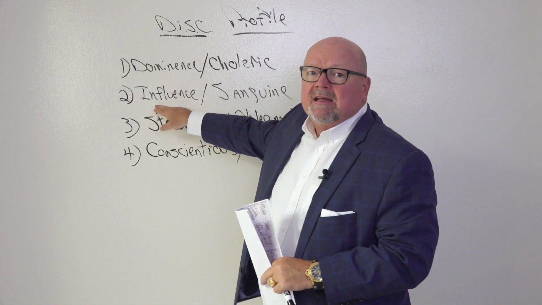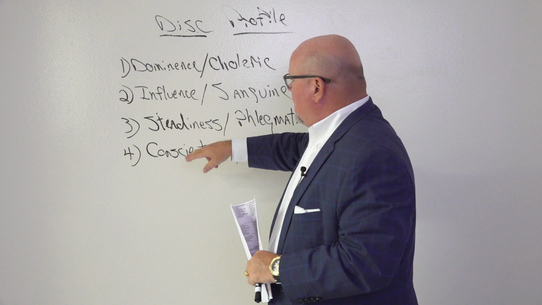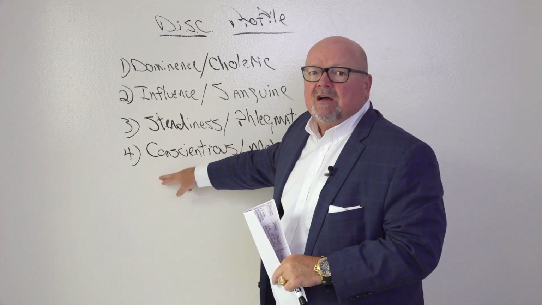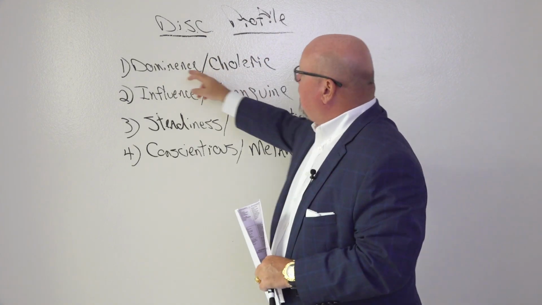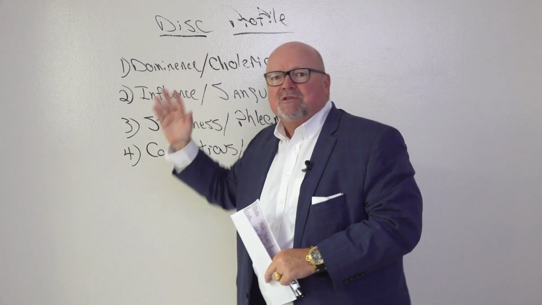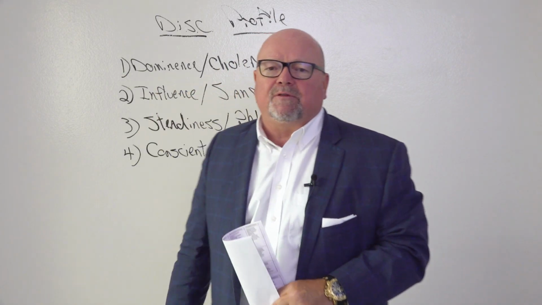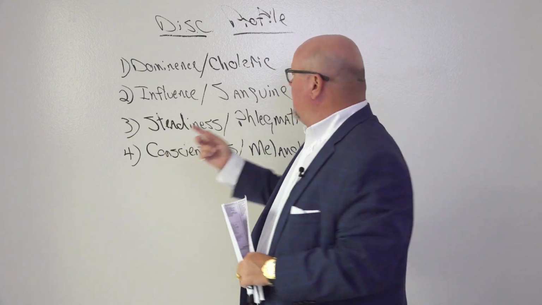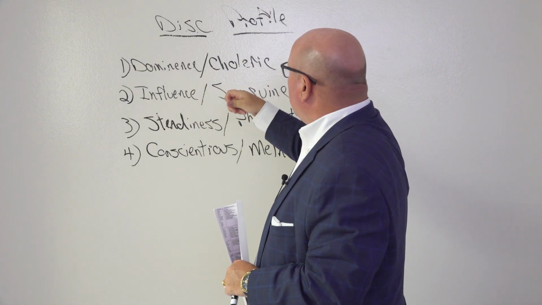The I stands for influencer. That's also known as the sanguine personality. The S is the steady relator or the phlegmatic, and the C is the conscientious or the melancholy. Okay, so these are interchangeable words: choleric, dominant, influencer, sanguine, phlegmatic, steady, conscientious, melancholy. So just kind of get used to flipping those back and forth. You'll hear them, depending on who you talk to, flipped either way. So just be aware that the melancholy personality is a conscientious person, a sanguine is an influencer, that kind of thing.